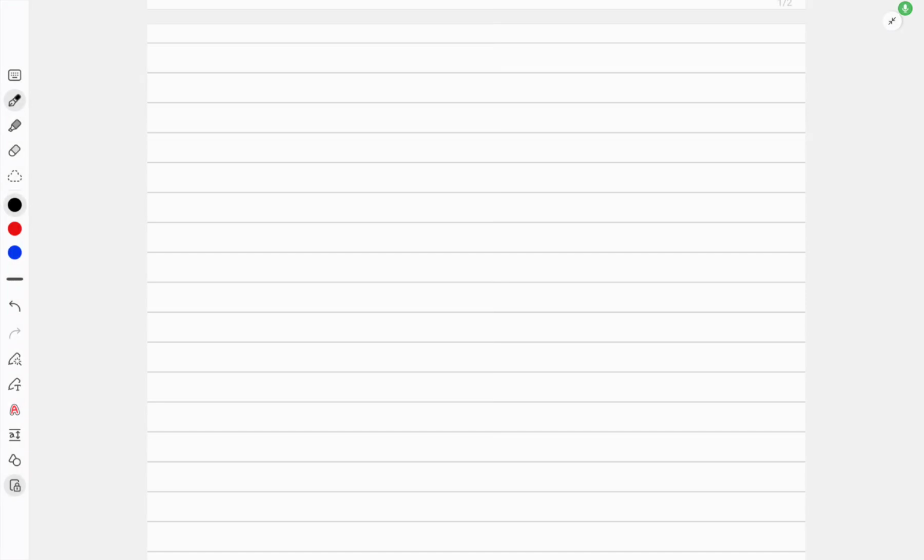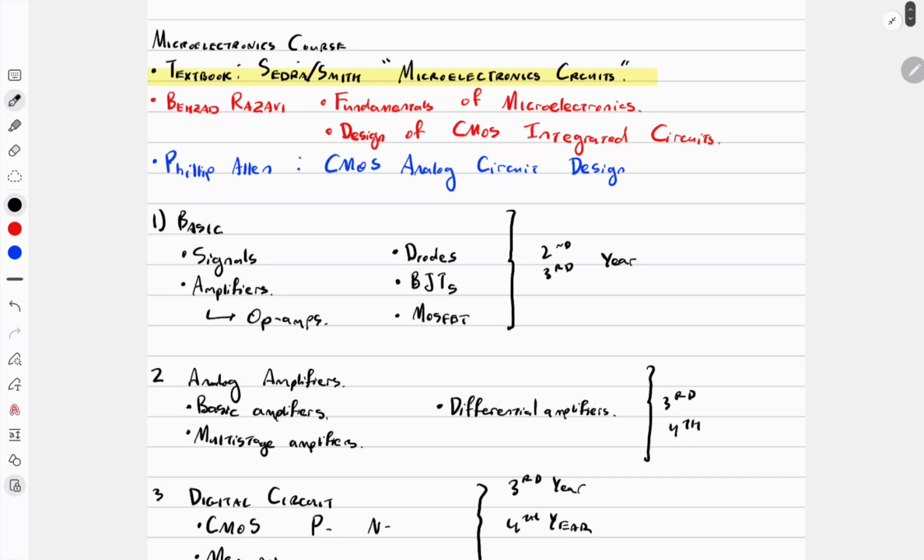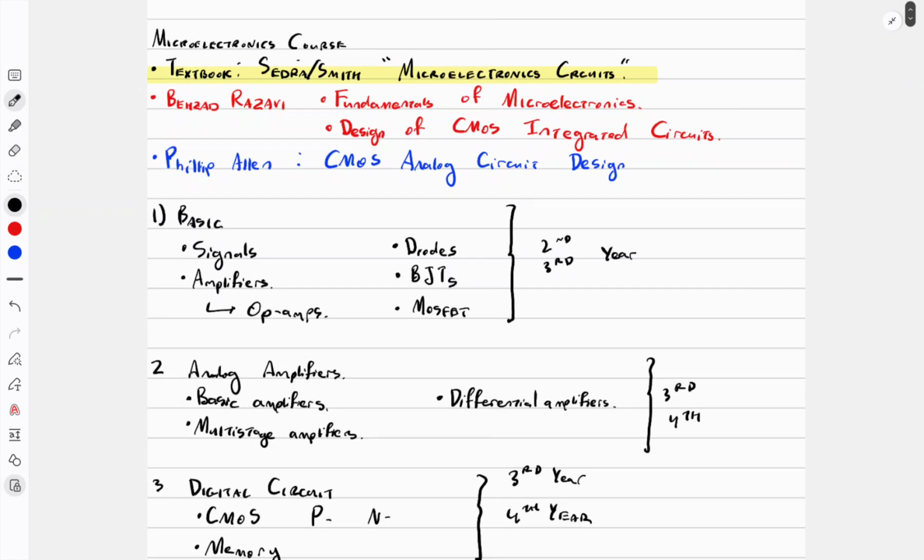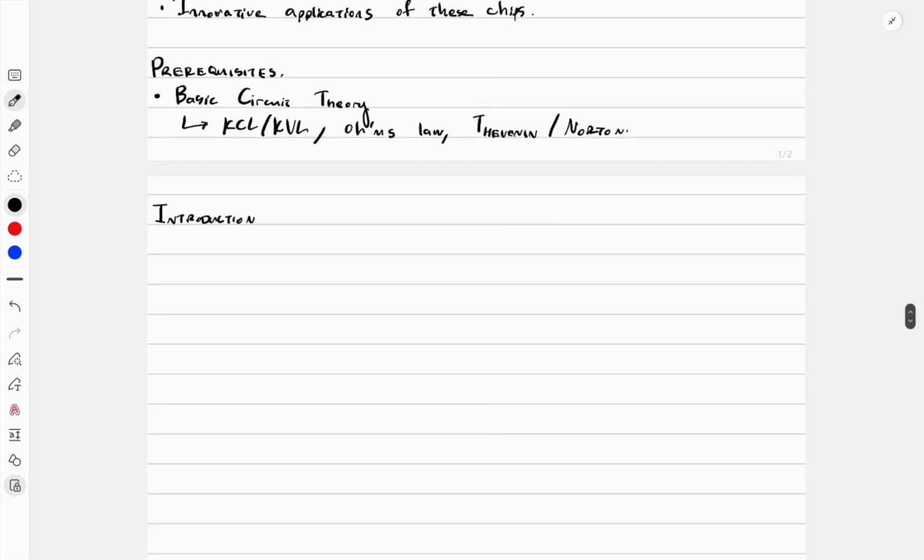About the introduction. The previous video gave a basic summary of all the different things we can learn in microelectronics. This time we'll talk about a basic introduction. We'll tell you what signals are and what the IC, the integrated circuit, is.